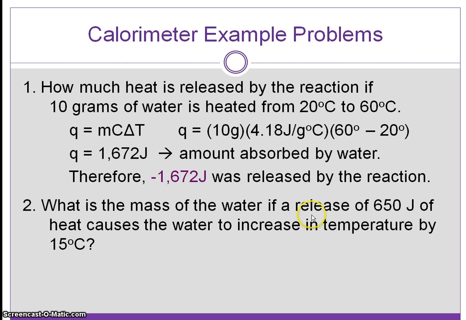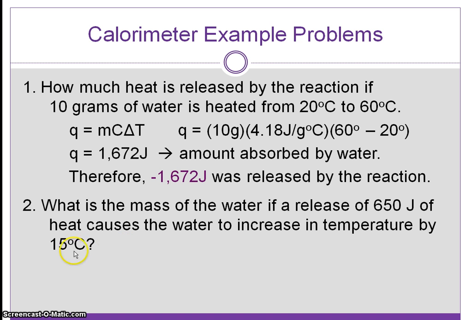This word release makes it tempting to put a negative sign in front of the 650, but the 650 joules that's being released is from a reaction. So in this case, it's an exothermic reaction. The water is absorbing that amount of heat. So even though you see the word release, that word is talking about the reaction. We're focusing on the water for this question. So we're going to leave it as a positive 650 joules. And we're going to use liquid water, so 4.18 is your specific heat.